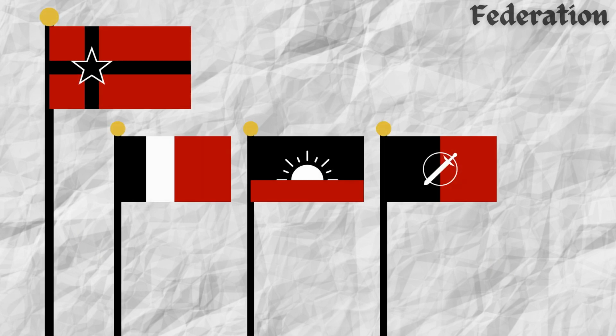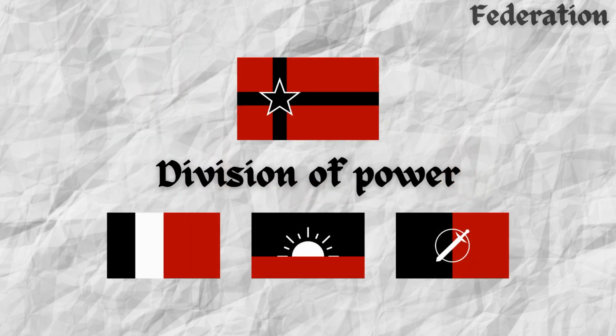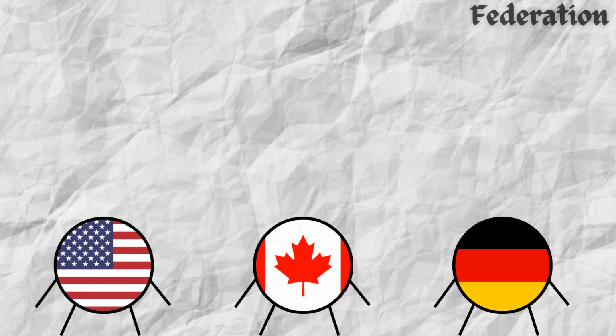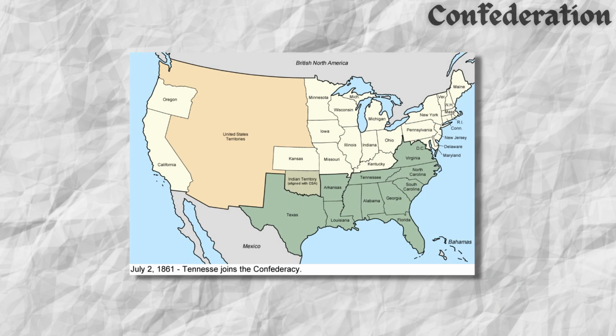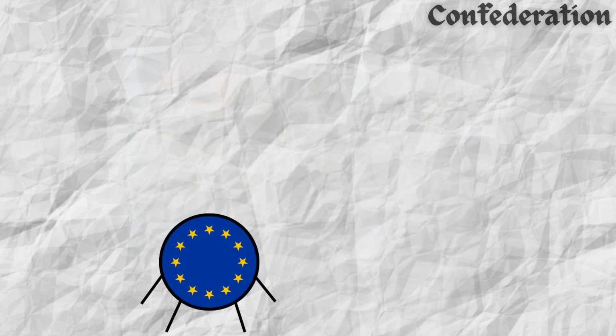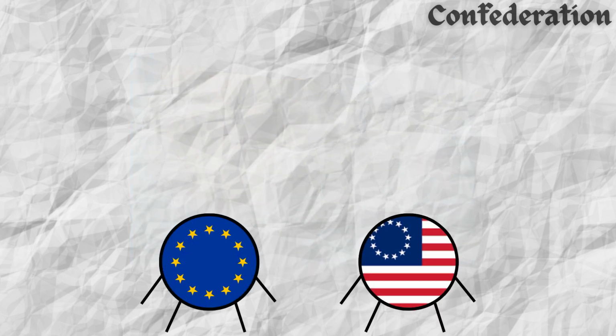Another common system is a federation, in which the smaller administrative regions are partially self-governing. The power is divided between the governments of districts or states within the country and the national government. The United States, Canada, and Germany are federations. Another power structure would be a confederation, which is a union between sovereign states for the purpose of working as one. The European Union is a confederation, as was the United States before the Constitution was written.